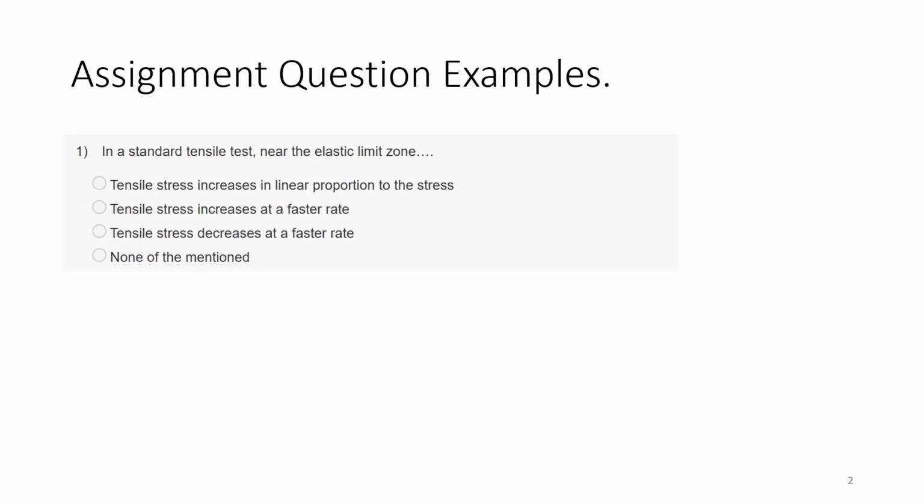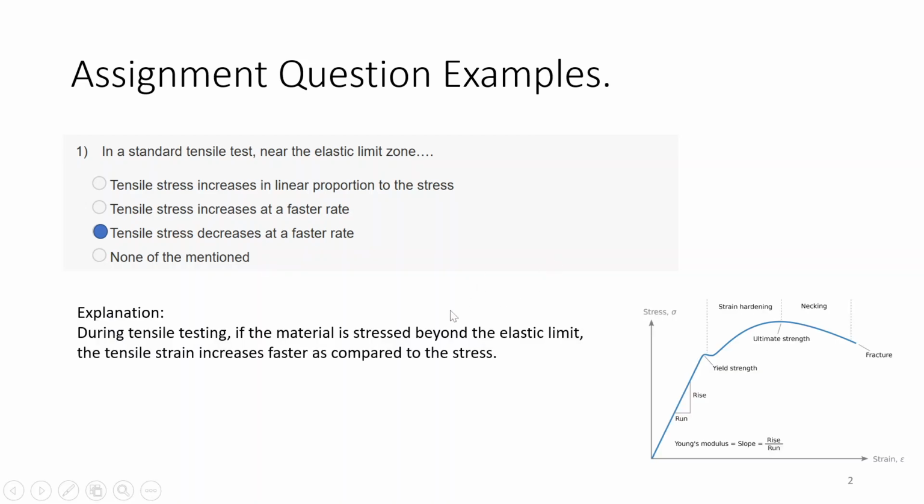In a standard tensile test near the elastic limit zone, you have to fill in the blank. The options are: tensile strain increases in linear proportion to the stress, or tensile strain increases at a faster rate, or tensile strain decreases at a faster rate, or none of the mentioned. So the correct answer will be: tensile strain increases at a faster rate.